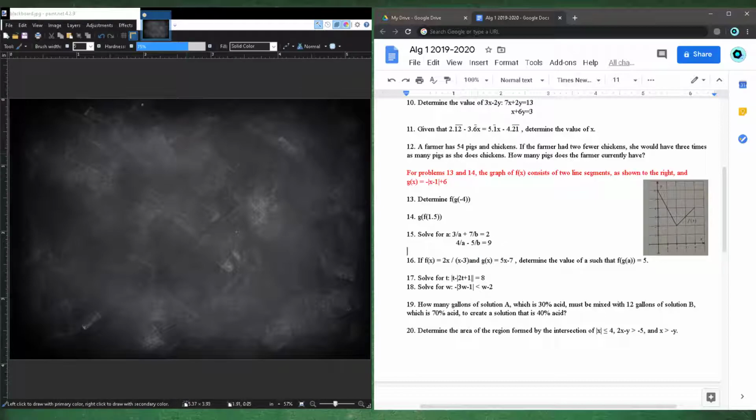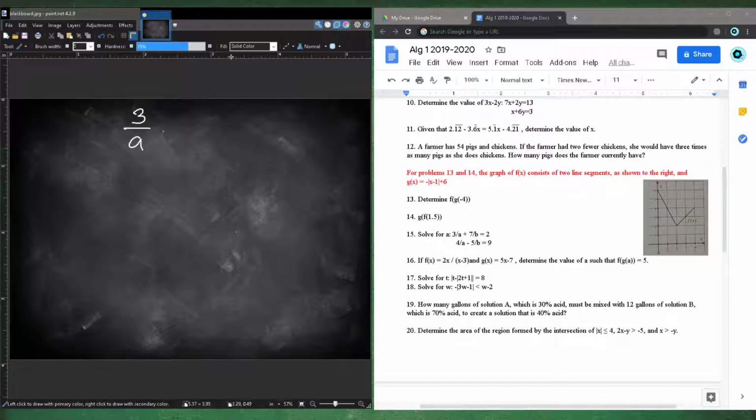Okay, so solve for a. So 3 over a plus 7 over b is equal to 2, and we have 4 over a minus 5 over b is equal to 9. Okay, this might look hard, but imagine we have two variables. Let's say our x and y, right? Imagine your x is 1 over a, imagine your y is 1 over b.